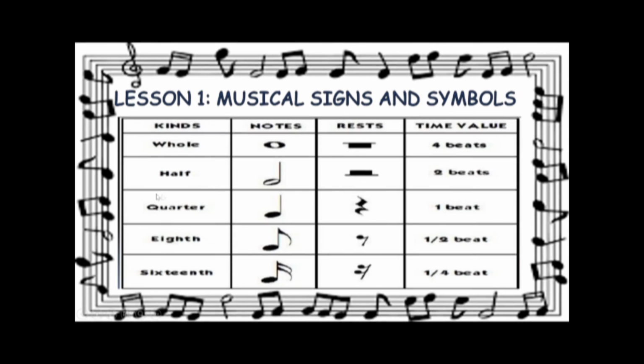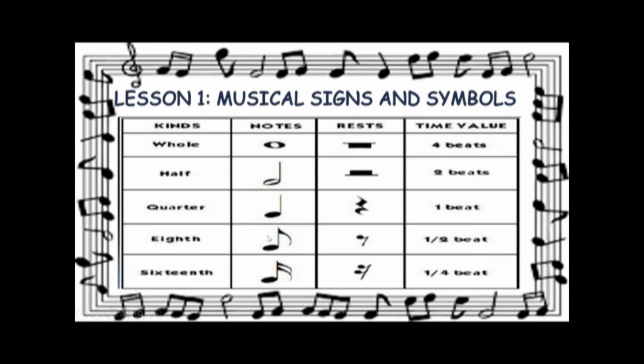And next is half note. This is the picture of a half note and the picture of a half rest, and both have 2 beats. Next is a quarter note. This is the picture of a quarter note. As you can see, it's different from a half note. The half note has an open note head, while a quarter note has a closed note head and has a stem. Okay, and this is a quarter rest. It's like a standing M, and they both have 1 beat.